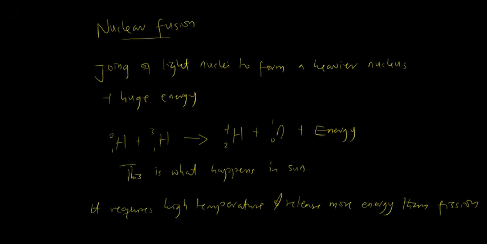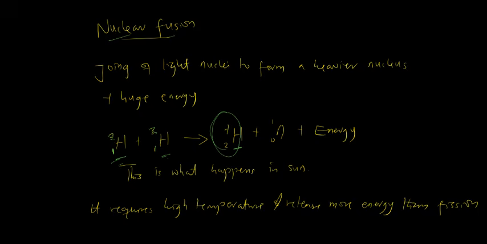While nuclear fusion means combining: in fission a large nucleus breaks, whereas in fusion smaller nuclei combine and give a large nucleus. Like here, deuterium and tritium combine and give helium. These are smaller nuclei: this proton is 1 and mass is 2, this proton is 1 and mass is 3, but when they combine they give one large nucleus. So this is a typical example of nuclear fusion.